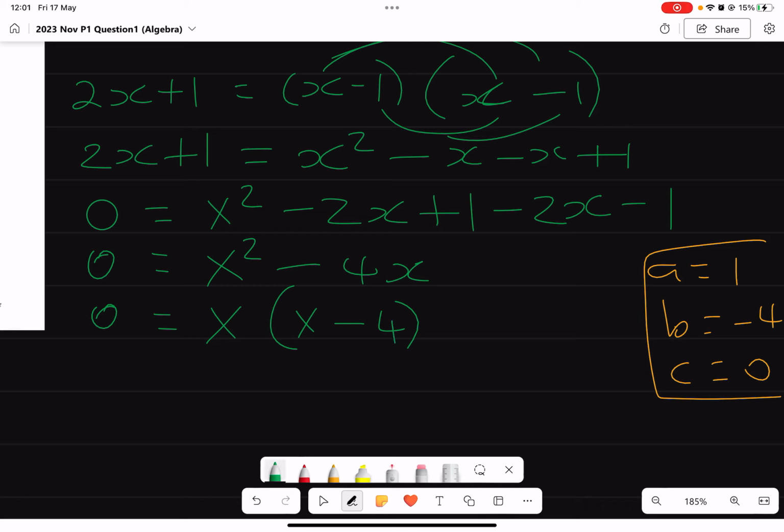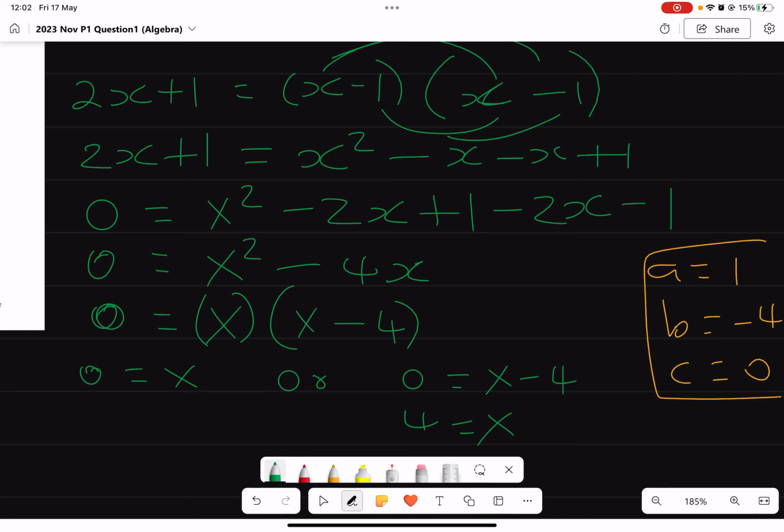Awesome. So that's 4. Now remember, if we have 0 here, it's easy to use the zero product principle. So this we can treat as a bracket. So we can say this bracket equals 0 and that bracket equals 0. Or, right? So we're going to say 0 equals x or 0 equals x minus 4. And then I need to move the minus 4 to the other side. So it gives me 4 equals x, right?